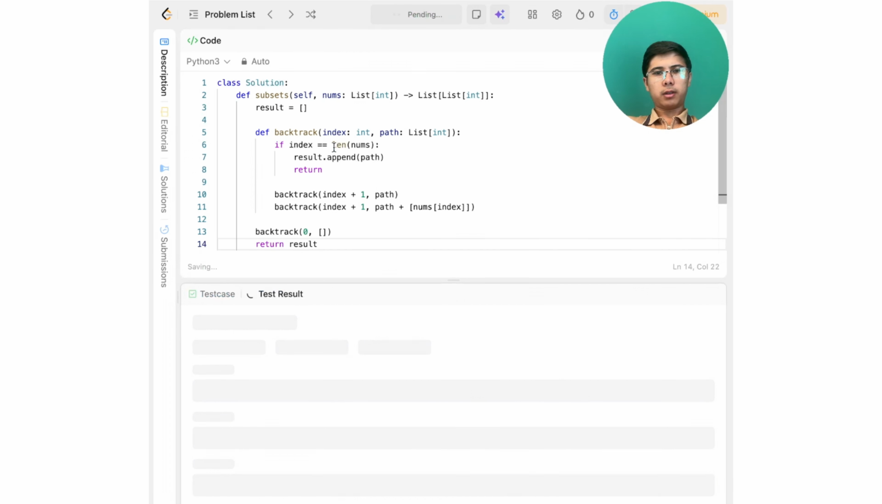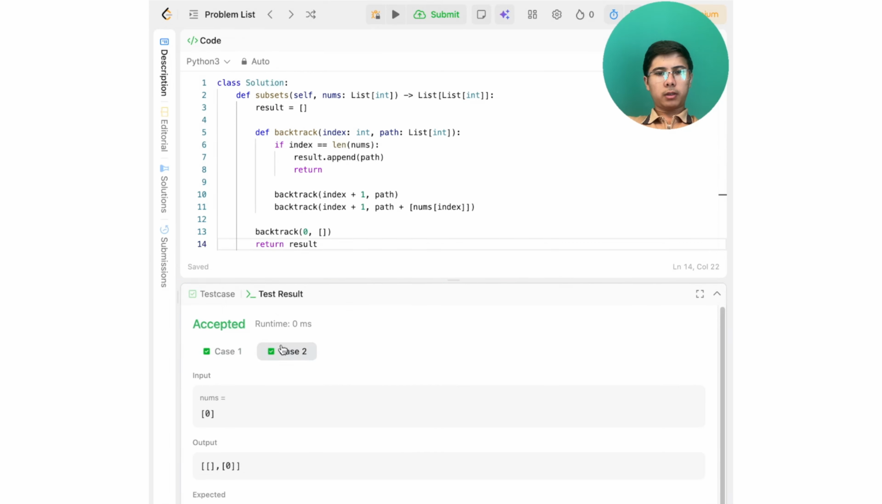If we check it, we can see all of the cases worked and worked properly.